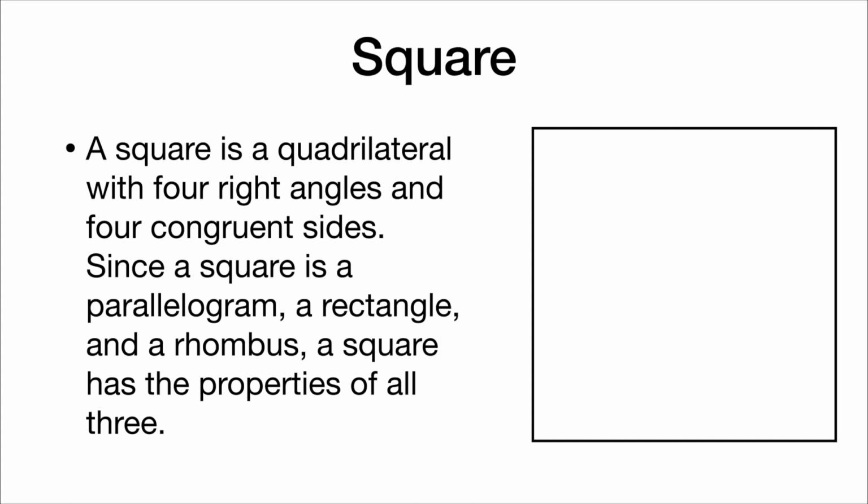The diagonals will both be congruent and will intersect at a 90-degree angle. The diagonals will also bisect each angle. So a diagonal will cause each angle to be 45 and 45. All right, so now let's try it and see what happens.